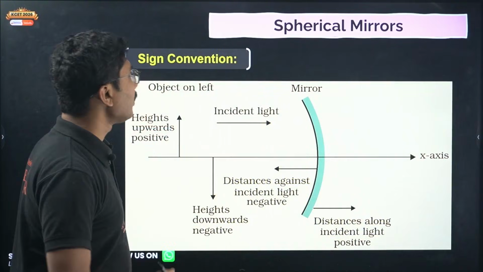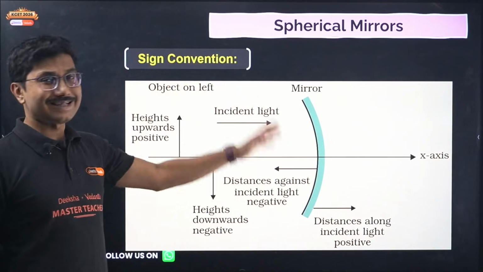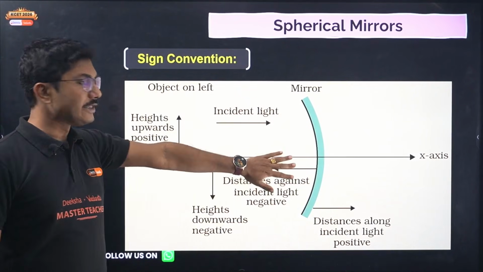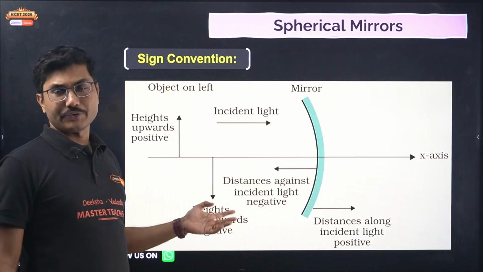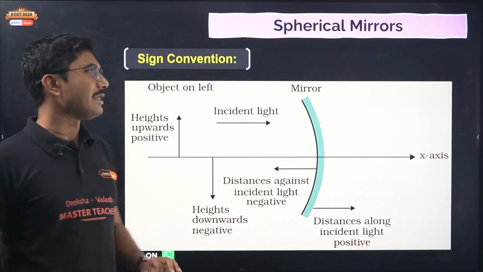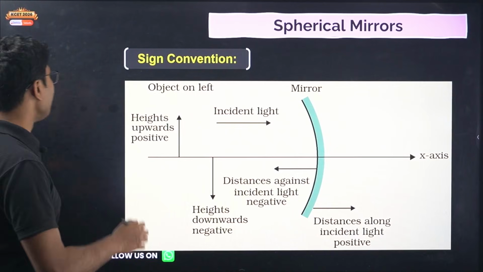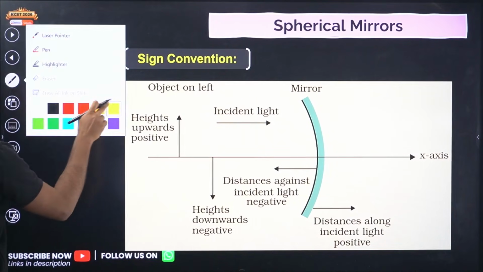Now let's move on to sign convention. Sign convention for mirrors and lenses is the same, so we will teach it only once. Okay, but if they ask you what is the sign convention for lenses, it is the same. Now the very basic and important thing you have to remember is that you have to go back to your old coordinate system. We have all learned about the coordinate system.